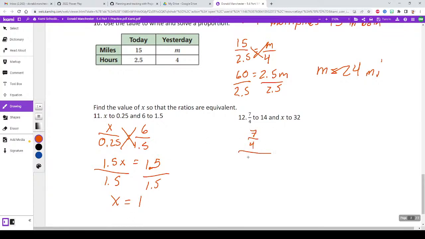7/4 to 14, and x to 32. 7/4 times 32 is 56. I got that because 32 divided by 4 is 8, times 7 is 56. And then we have 14x. We divide both sides by 14. And x would equal 4. So there we go. Hope this helps you to finish your work. Bye.